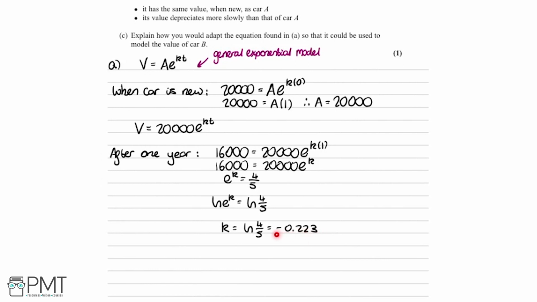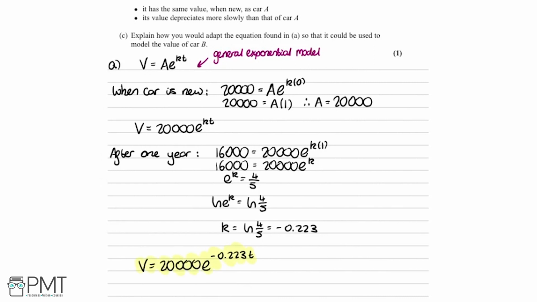This is a good sign. It makes sense we've got a negative number here because as we know the value of the car is decreasing as the years increase, which means we've got exponential decay here. For that to happen, we know we're going to need a negative value for K in our model. Bringing all this information together, we can write a possible equation that links V and T. So we're going to say V equals 20,000 multiplied by E to the power of minus 0.223 T. And that is our final answer.